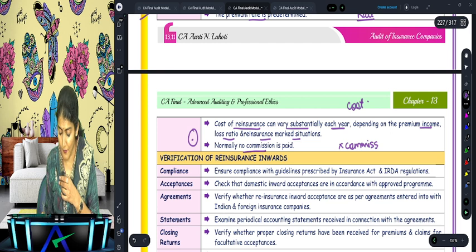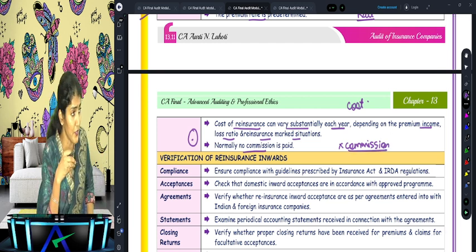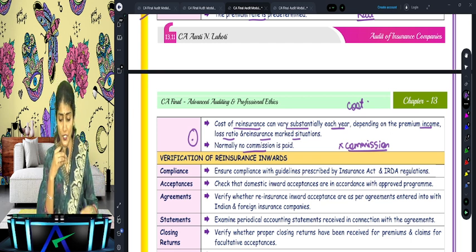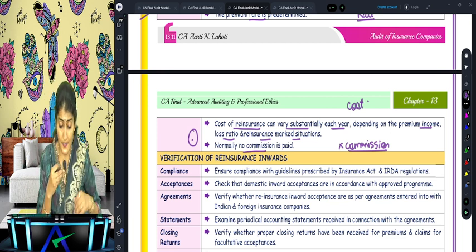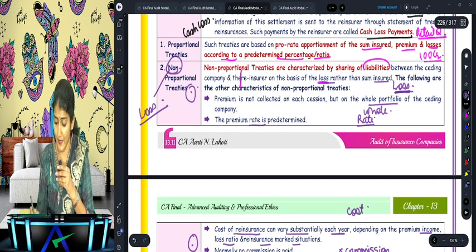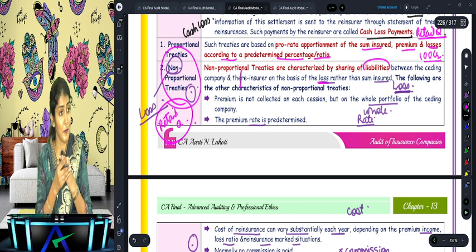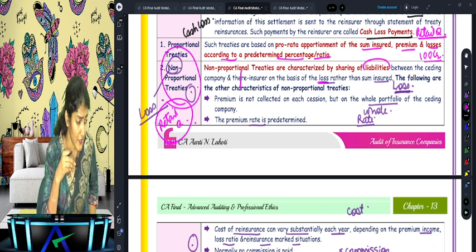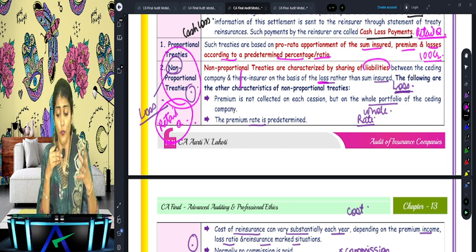Right, so generally for facultative or the proportional treaty, do we have to pay the profit commission to the reinsurer? Yes, but in this case, do you pay the profit commission? No, no commission is generally paid. I am anticipating that they may ask a question in your exams regarding the non-proportional treaty. Because they've asked facultative insurance, they've asked types of proportional treaty insurance. Now the question which they can next ask is the non-proportional treaty.